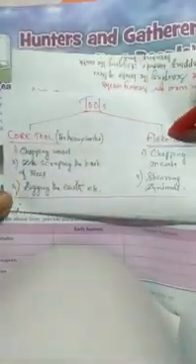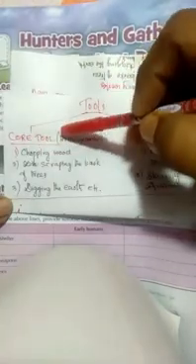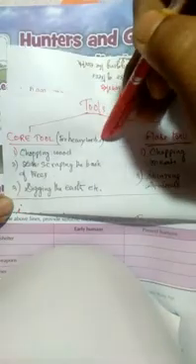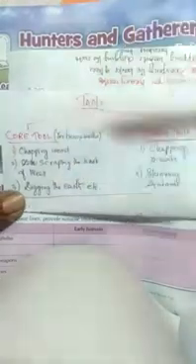There are two types of tools in this period: core tools and flake tools. The core tools are for heavy work like chopping wood, scraping the barks of the trees, and digging the earth, etc. Means these core tools are used for heavy works of such type.